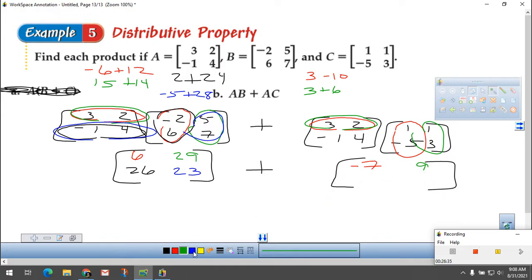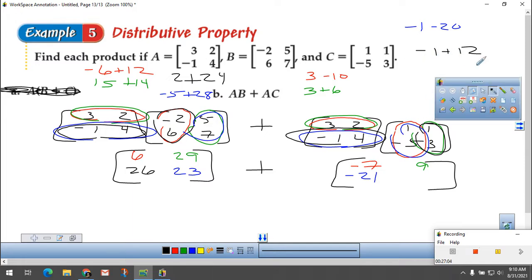Alright, and then now we can go to the second row, first column. So negative 1 times 1 is negative 1. 4 times negative 5 is negative 20, and so negative 1 and negative 20 is negative 21. And then second row, second column. So negative 1 times 1 is negative 1, and 4 times 3 is 12, so that gives me 11.